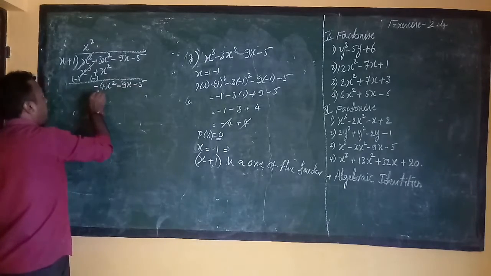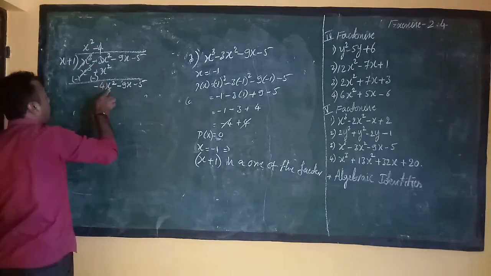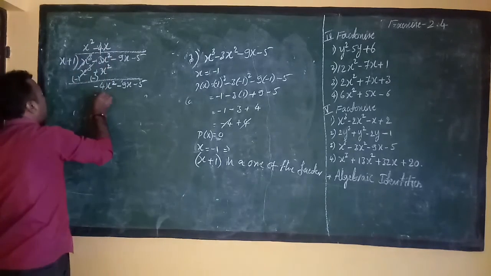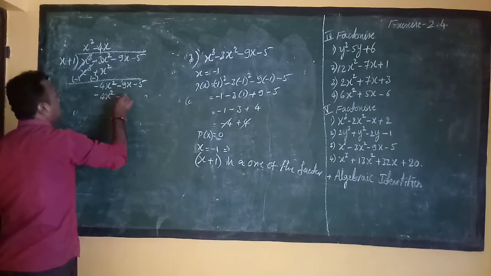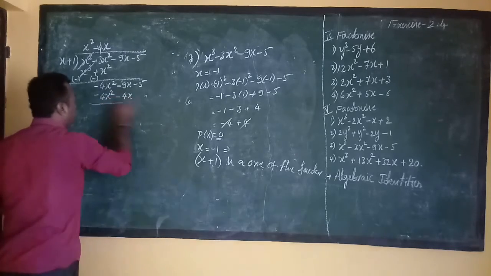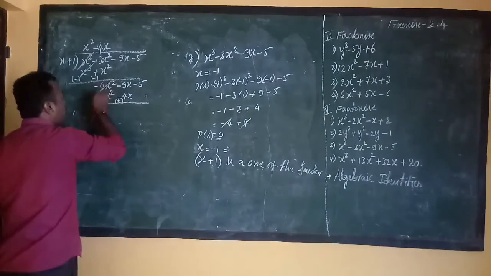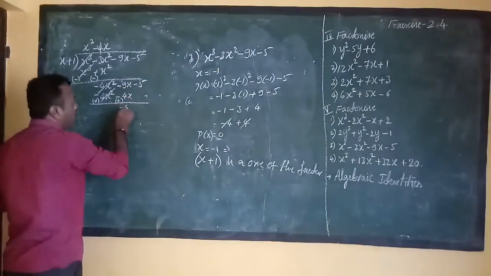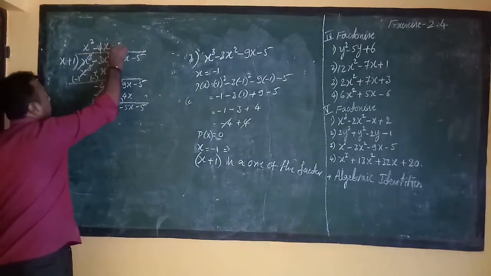Next, remaining is minus 9x minus 5. Then minus 4x square is there, and here x is there. We have to take out x. So minus 4x into x is minus 4x square, and minus 4x into 1 is minus 4x. So 4x square gets cancelled. Minus 9x plus 4x is minus 5x, minus 5.